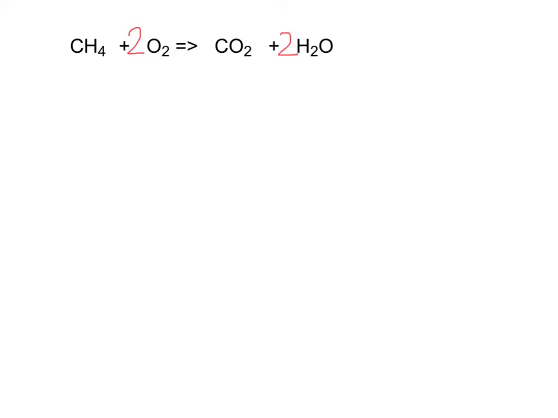Let's double check our work. We have 1 carbon on each side, so carbon checks. On the left I have 4 hydrogens. On the right I have 2 times 2, which is 4 hydrogens, so hydrogen checks. On the left I have 2 times 2, which is 4 oxygens. On the right I have 2 plus 2, which is 4 oxygens, so the oxygens check also.